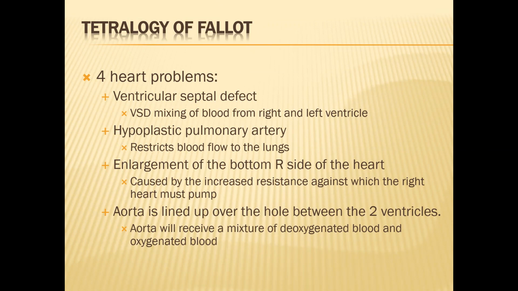All right, now for tetralogy of Fallot. So tetra is 4, and there's 4 heart problems with this defect. First thing that happens is the baby is born with the heart having a hole between the ventricles, so a VSD. They're born with the pulmonary artery not developed. So hypoplastic means smaller than normal. So the pulmonary artery doesn't develop normally.